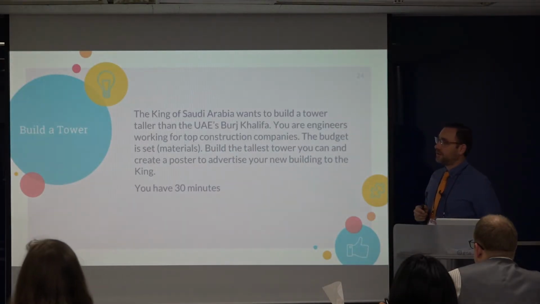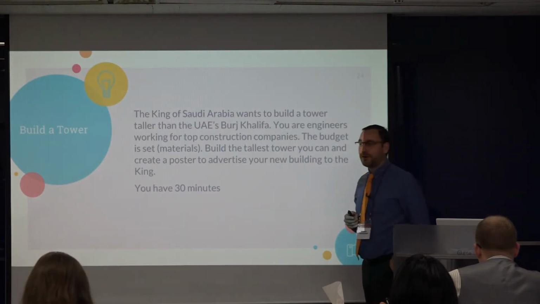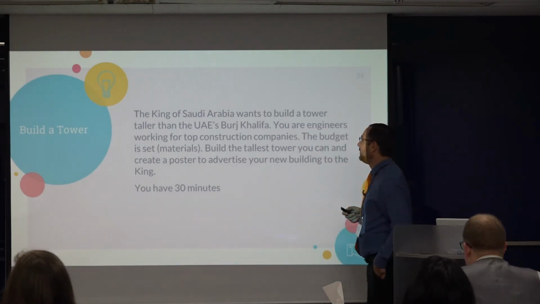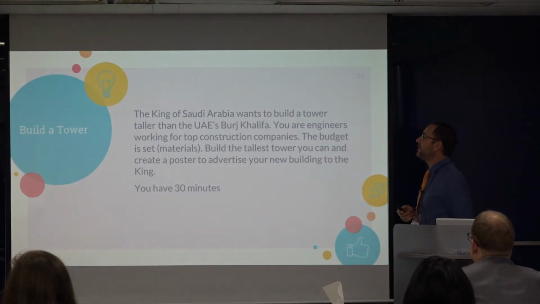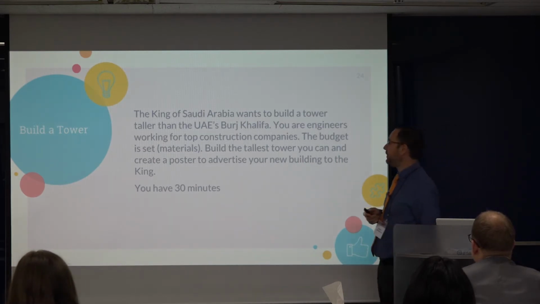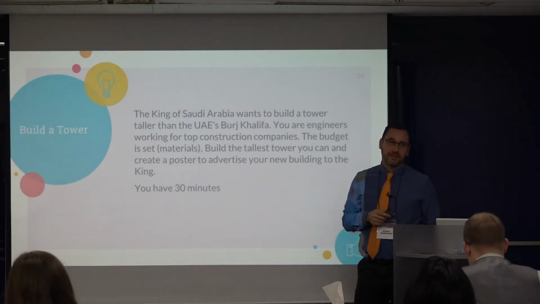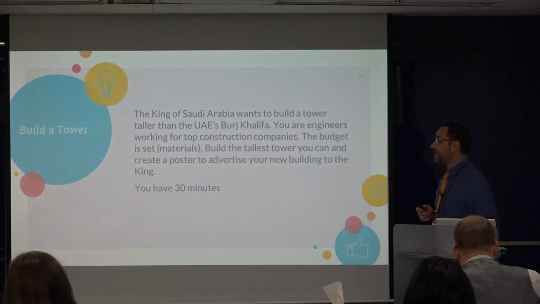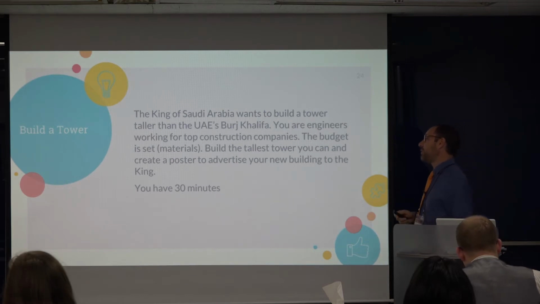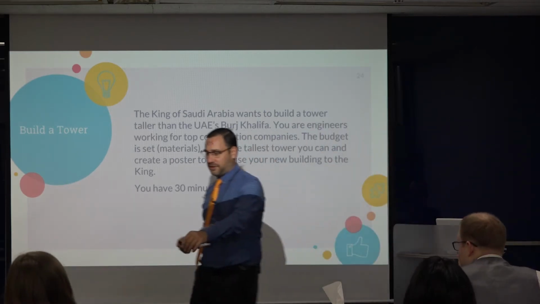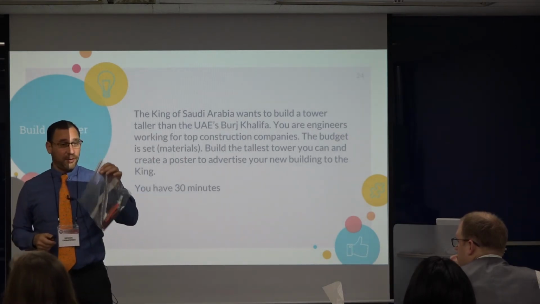This project that we made for you guys, this is the problem. You all work as engineers. And the king of Saudi Arabia is angry. He wants to build a tower bigger, taller than the UAE's Burj Khalifa. And he's got the money to do it. So your boss has come to you and said, I got to get this contract. You guys need to get this contract. So you're engineers working for top construction companies, budget is set, which is, here's your budget right here. Okay, don't go over budget.